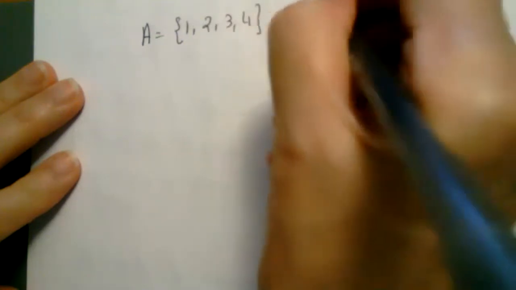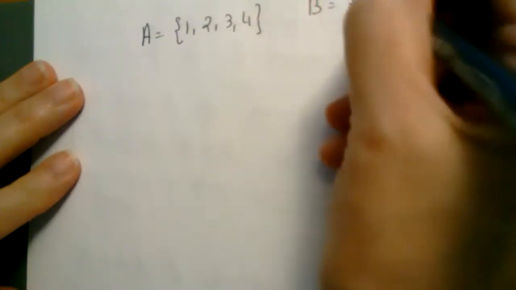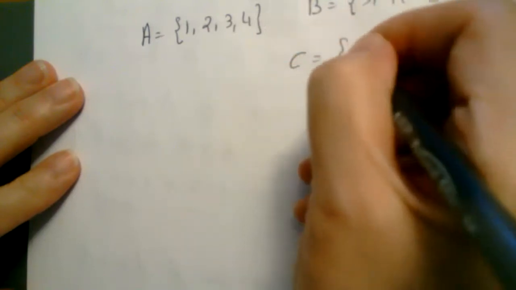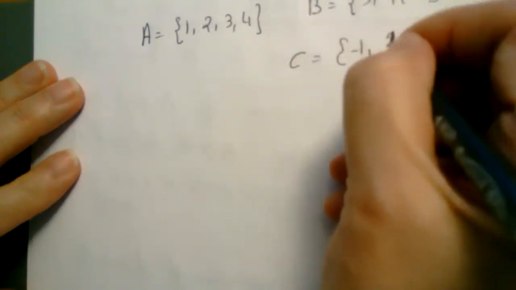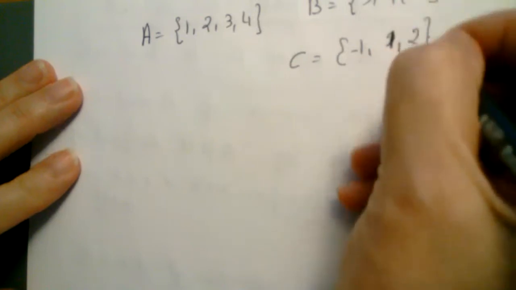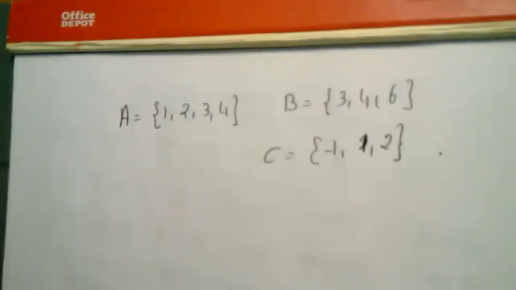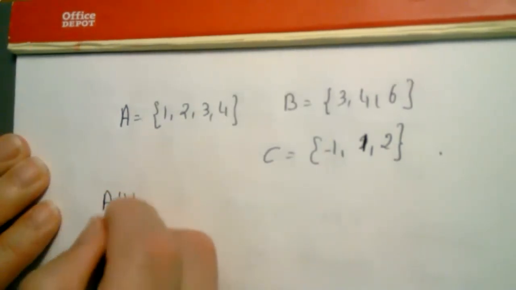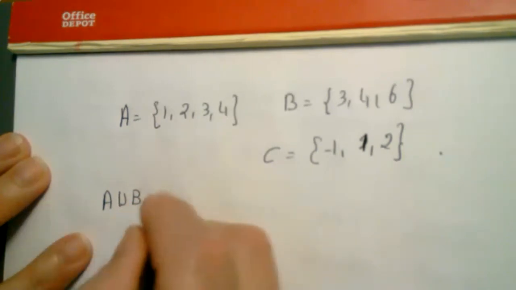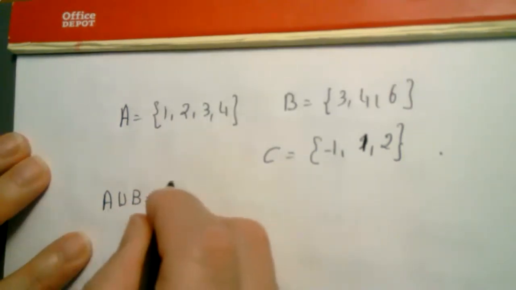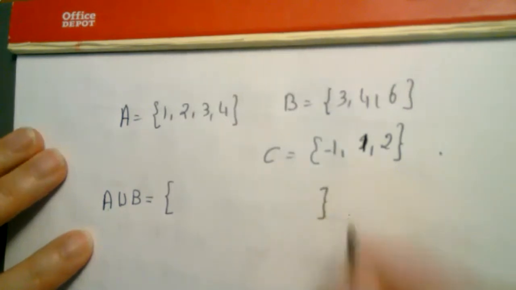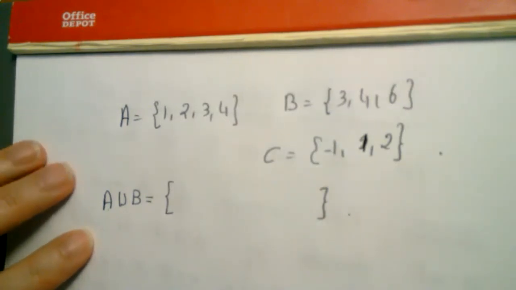And B to be very straightforward, 3, 4, 6, and whatever. Let me take C minus 1, 1, and 2. Okay, now I will write what I want, and you guys tell me immediately what is the union. So what's the union of A and B? It's a set. I'll put the braces. All right, what are the elements of A union B very quickly?